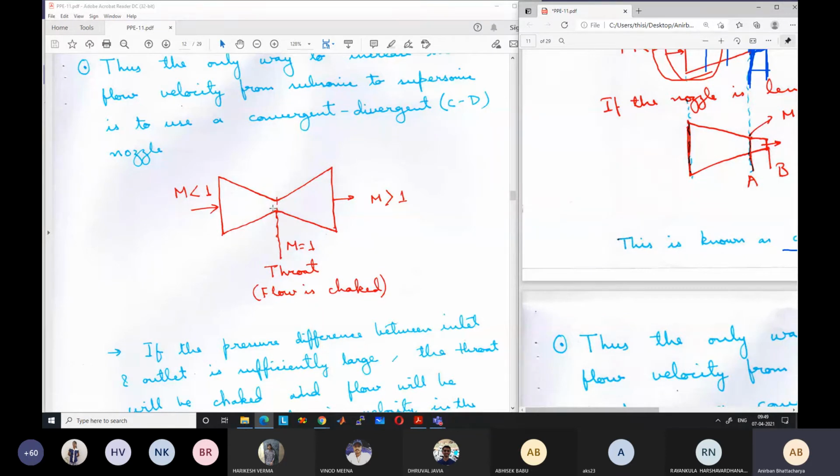If the pressure difference is too low between the inlet and outlet, the flow velocity will be small, so the Mach number here has not reached 1. It is less than 1. So what will happen in the downstream region from here? Sir, the Mach number would fall even more. It will fall even more. It will become like a diffuser. So one part is a nozzle, one part is like a diffuser. It will not serve the purpose.